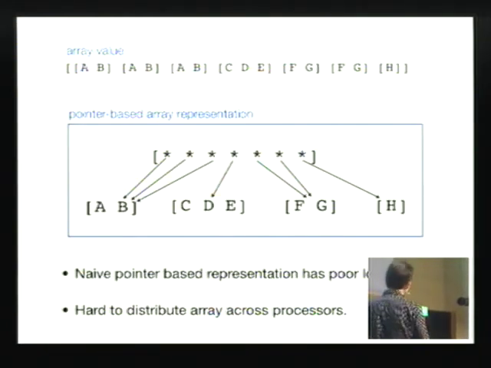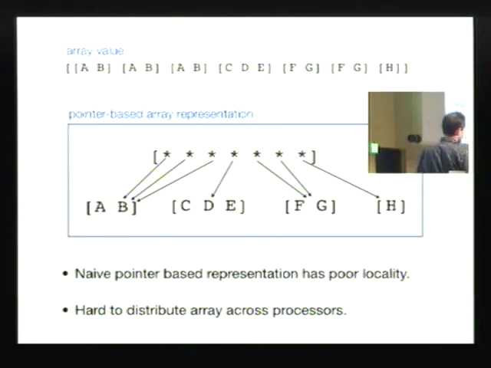So this wouldn't be a problem if we were using a pointer-based representation of nested arrays. So if we just had an array of pointers, which each point to smaller inner arrays, that wouldn't be a problem because pointers can represent sharing directly. Unfortunately, this is no good for parallelism. Naive pointer-based representations have very poor locality because you might have lots of little sub-arrays spread all over memory, and it's also hard to distribute across processors.